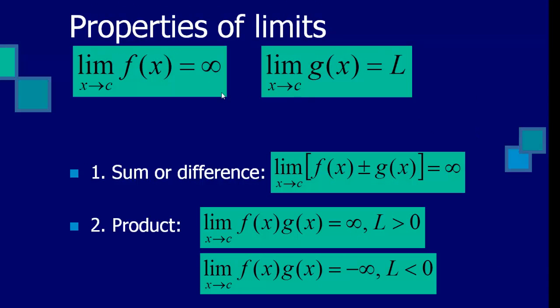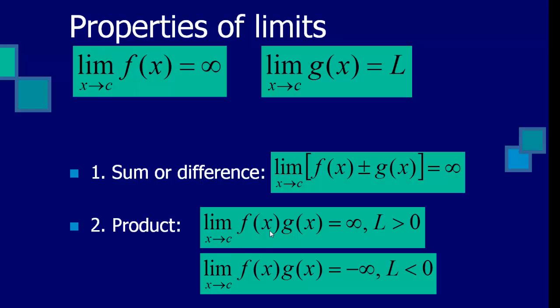If we have a function f of x as x approaches c that has a limit of positive infinity, and the same holds true for negative infinity as well, and we have another function g of x as x approaches c that has a finite limit, a value we'll call L, if we combine these two functions, either by adding or subtracting, the limit is still infinity. And the way I like to think about this is infinity plus a number is still infinity. Even infinity minus a finite number is still infinite.